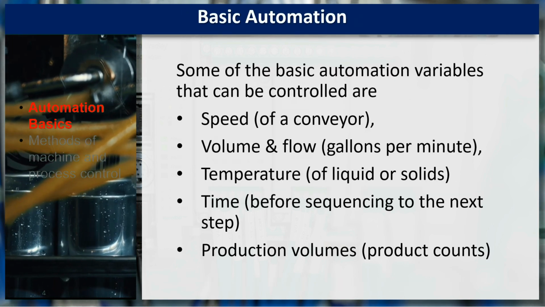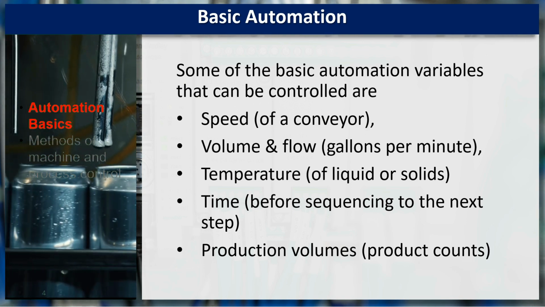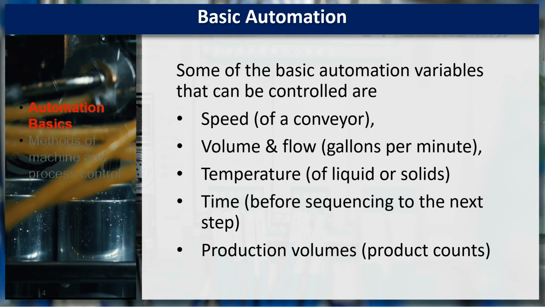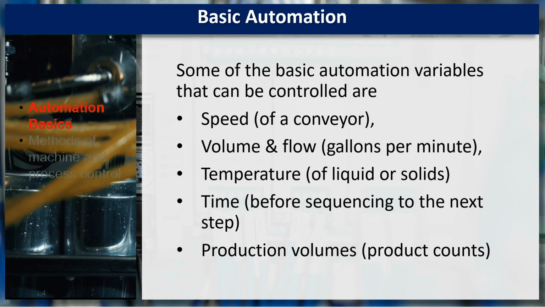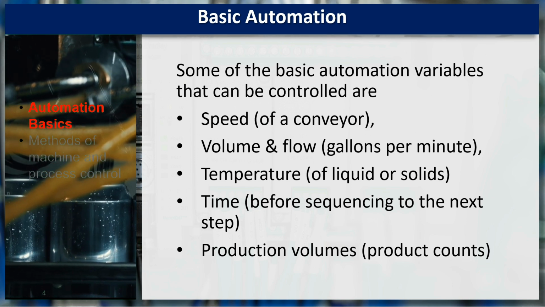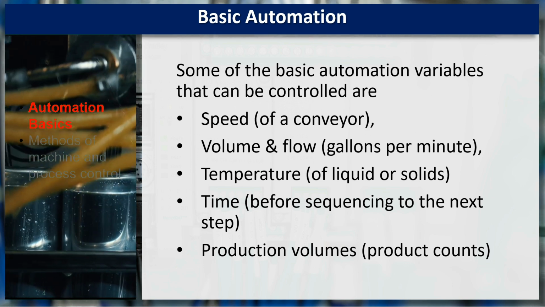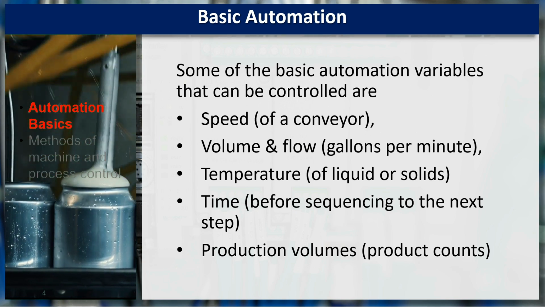Some of the basic automation variables that can be controlled are speed, like that of a conveyor, volume and flow, gallons per minute, temperature of liquids, solids, ovens, etc. Time. You want something to happen for a period of time before you move on to the next step. Production volumes. How many things have we made?